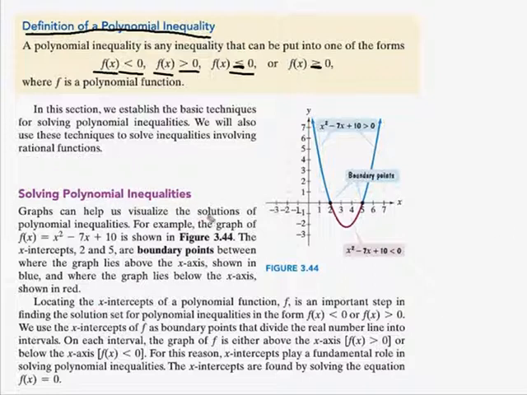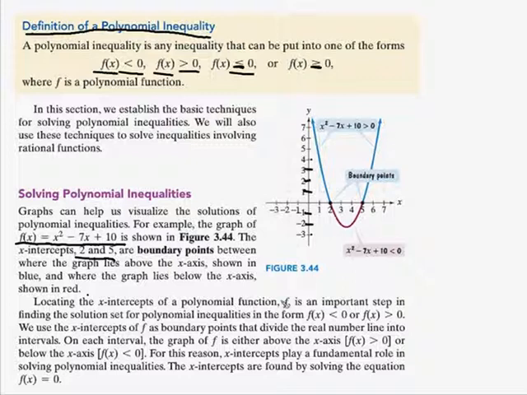So graphs can help us visualize the solutions of polynomial inequalities. For example, the graph of this parabola, x squared minus 7x plus 10, is shown here in the figure. The x-intercepts 2 and 5 are boundary points between where the graph lies above the x-axis, shown in blue, and where the graph lies below the x-axis, shown in red. So remember, the y-axis is the value of our function. If we are negative valued, we're down here underneath the x-axis. And if we're up here in positive y-value territory, we are above the x-axis.